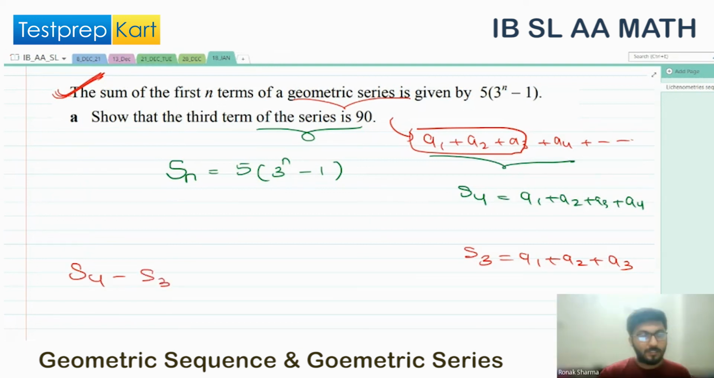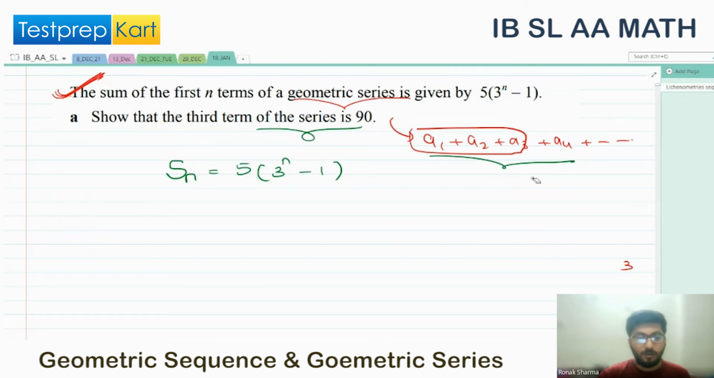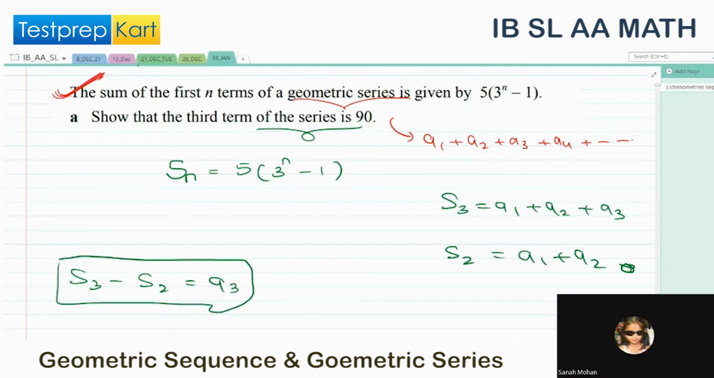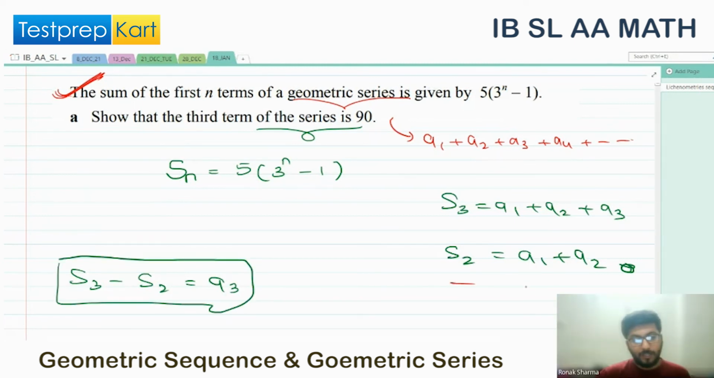they're asking us the third term. Sorry, let me do the other thing. If I take the sum of three terms, that is S3, it will be A1 plus A2 plus A3, right? If I take the sum of two terms, that will be A1 plus A2. So if I take S3 minus S2, will it be A3? If you subtract, you can see that these will cancel out. So S3 minus S2 will be A3 only.